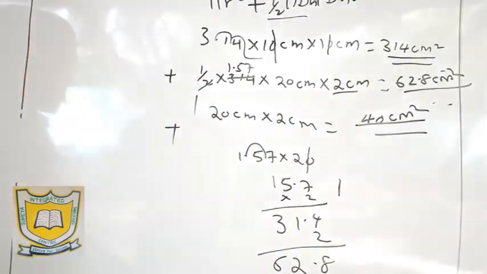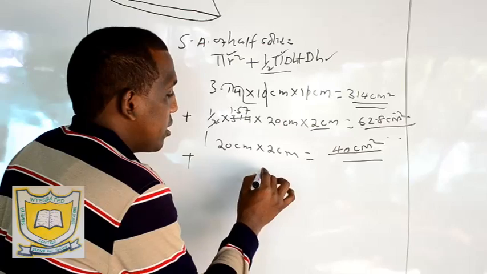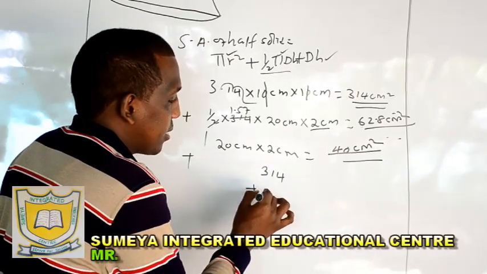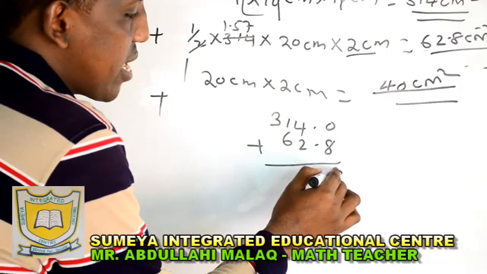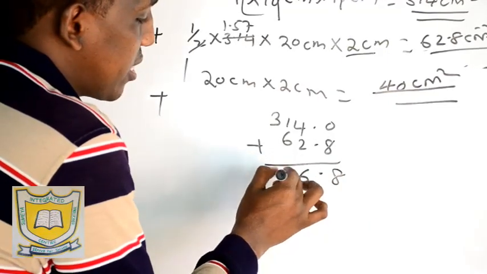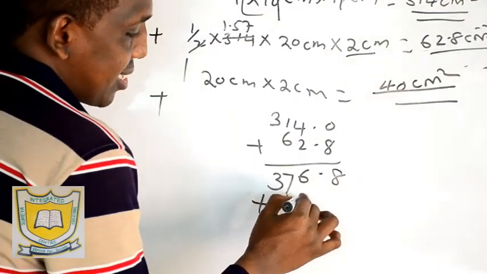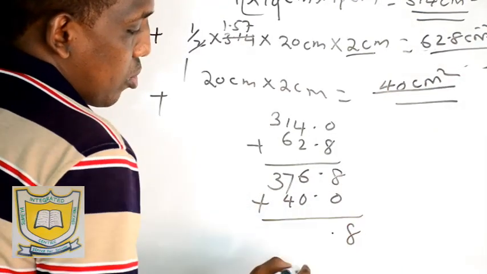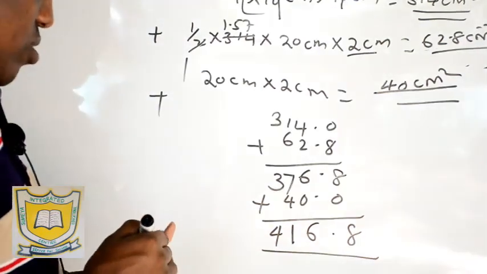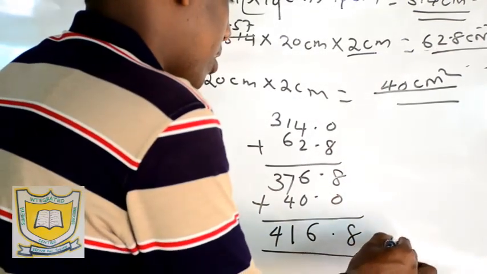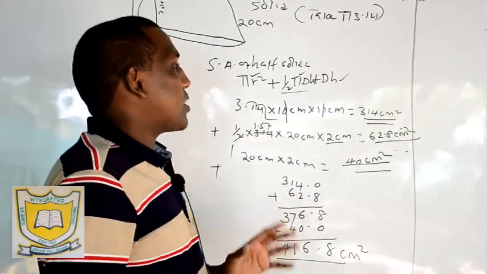So now what we do, we add the three parts. 314 plus 62.8 plus 40, and therefore you will get 416.8 centimeter squared. So that is the answer. That's how we solve the half solid.